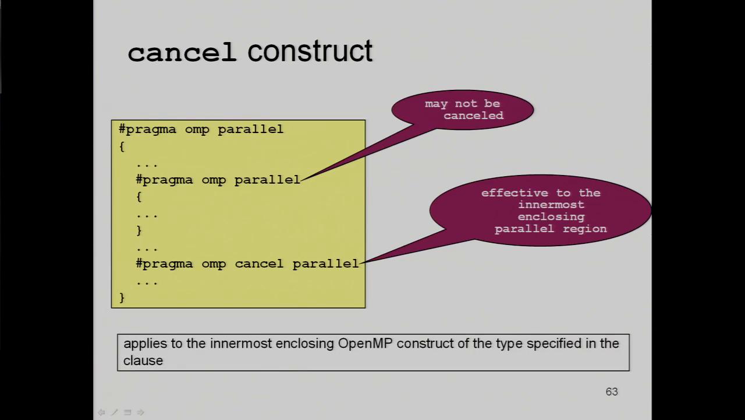Okay, this one, the closely nested, has to be that setting. So the same idea as before: I have OpenMP parallel, and then another nested parallel region here. But at the same level, I have a cancel parallel. This cancel parallel just affects the encompassing parallel region, not this particular parallel region. Okay.